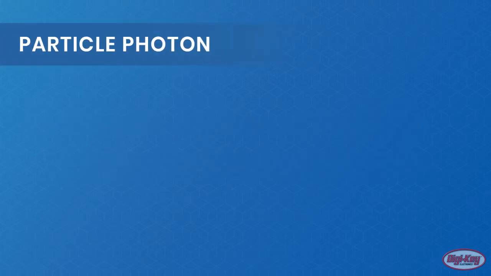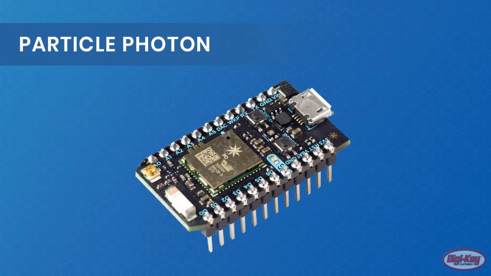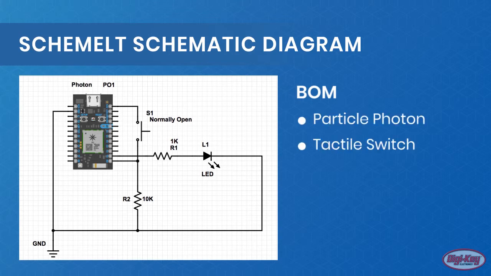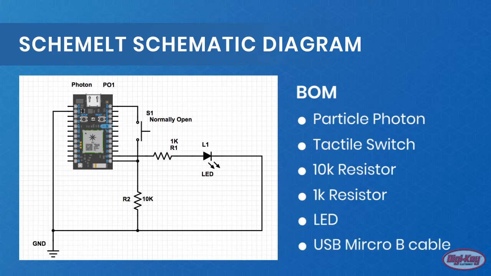The Particle Photon is a prototyping platform for IoT devices, but is very similar to the Arduino range of development boards. In this how-to, we will learn how to connect circuits to the Particle Photon and about some of the pins on the Particle Photon board. For this project, you will need the following: a Particle Photon board, a tactile switch, a 10K resistor, a 1K resistor, an LED, and a micro USB B cable.